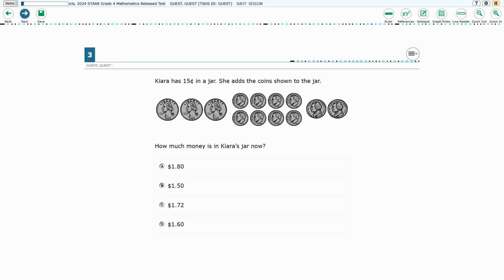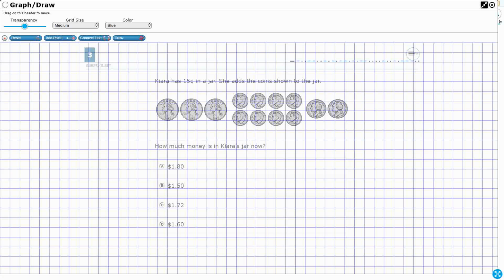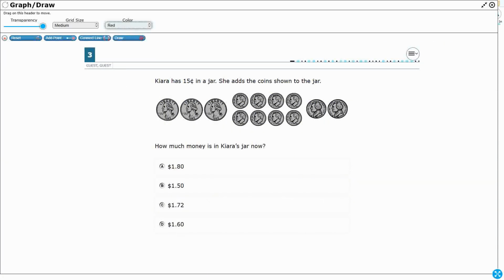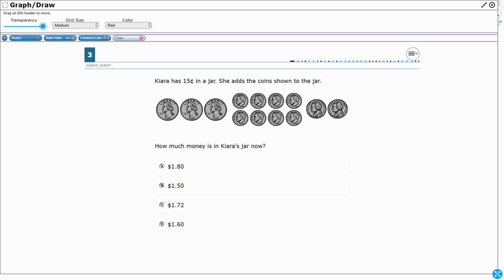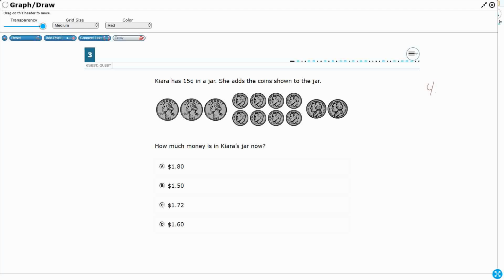For number 3, we are looking at measurement problems. So measurement is going to bring us to standard 4.8C. And as you can see, we're dealing with money. Let's make that a C there. So Kiara has 15 cents in a jar, and then she adds the coins shown to her jar. How much money does she have now?